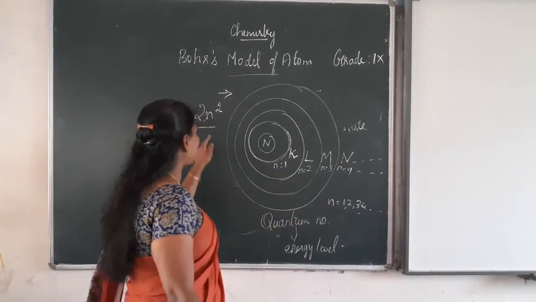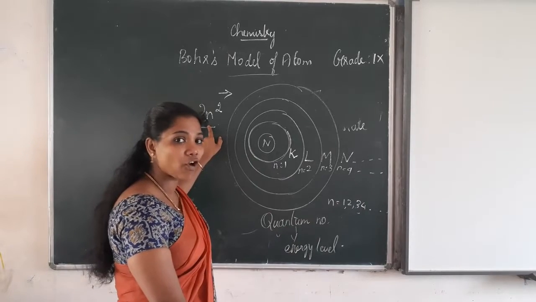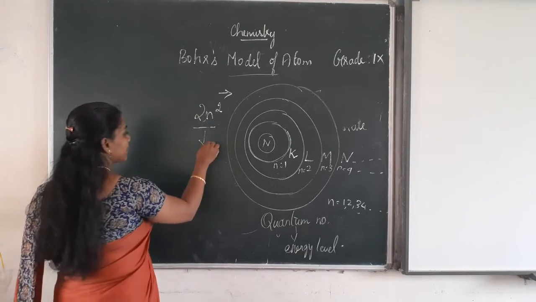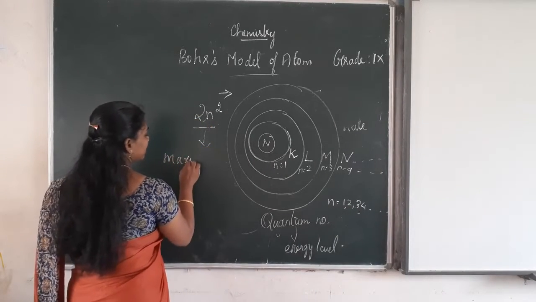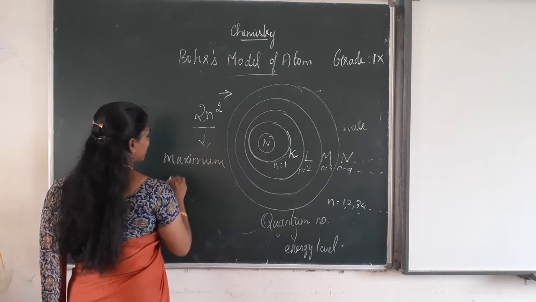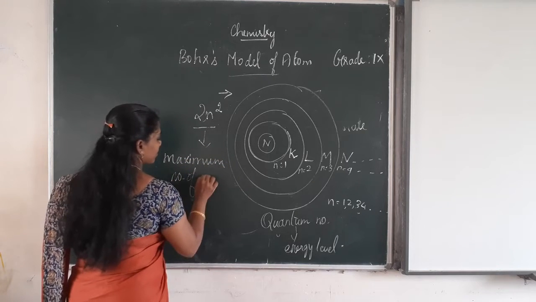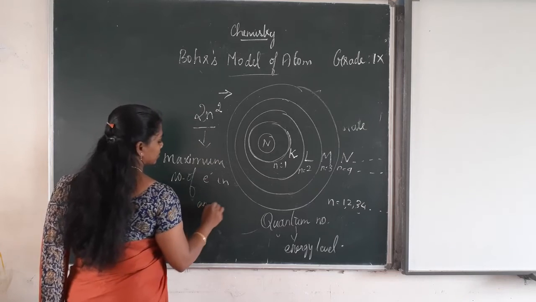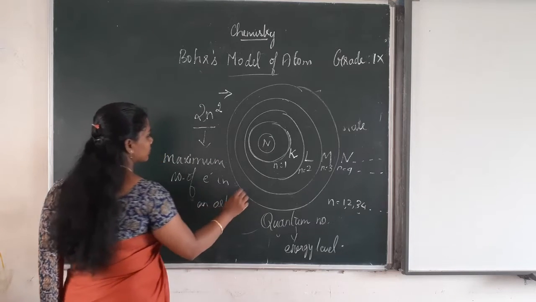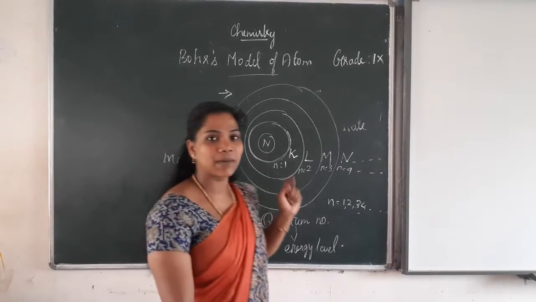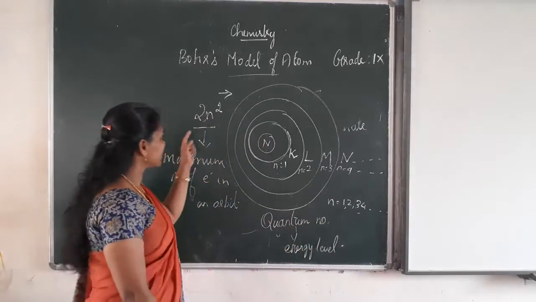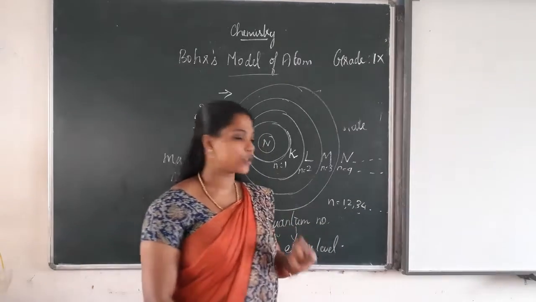It is given by a formula: the maximum number of electrons in an orbit. The maximum number of electrons in an orbit is given by the formula 2n square. Given by the formula what? 2n square.